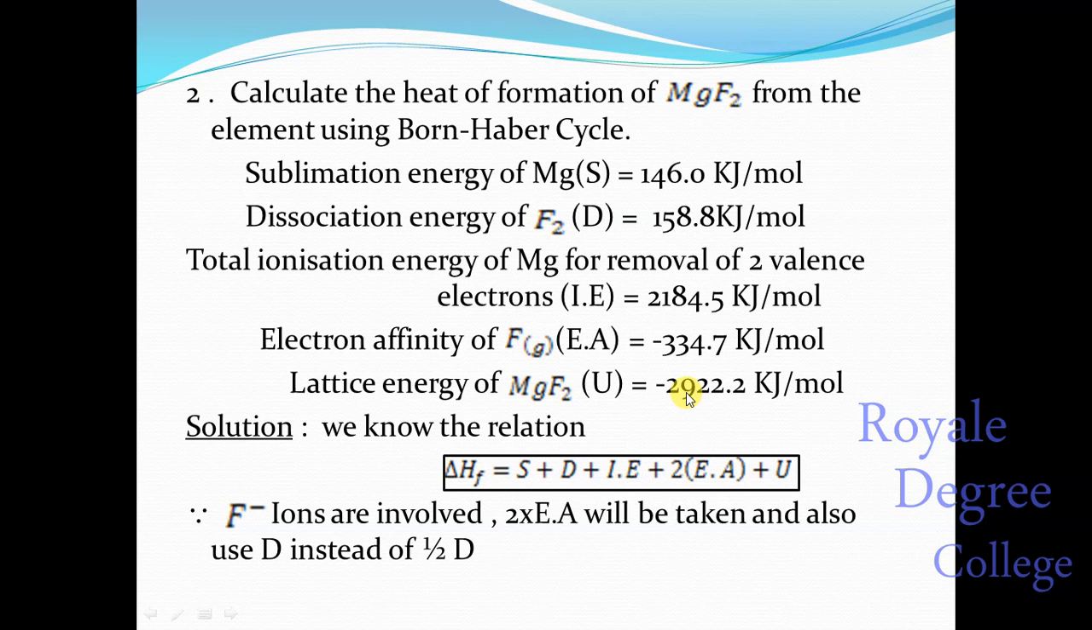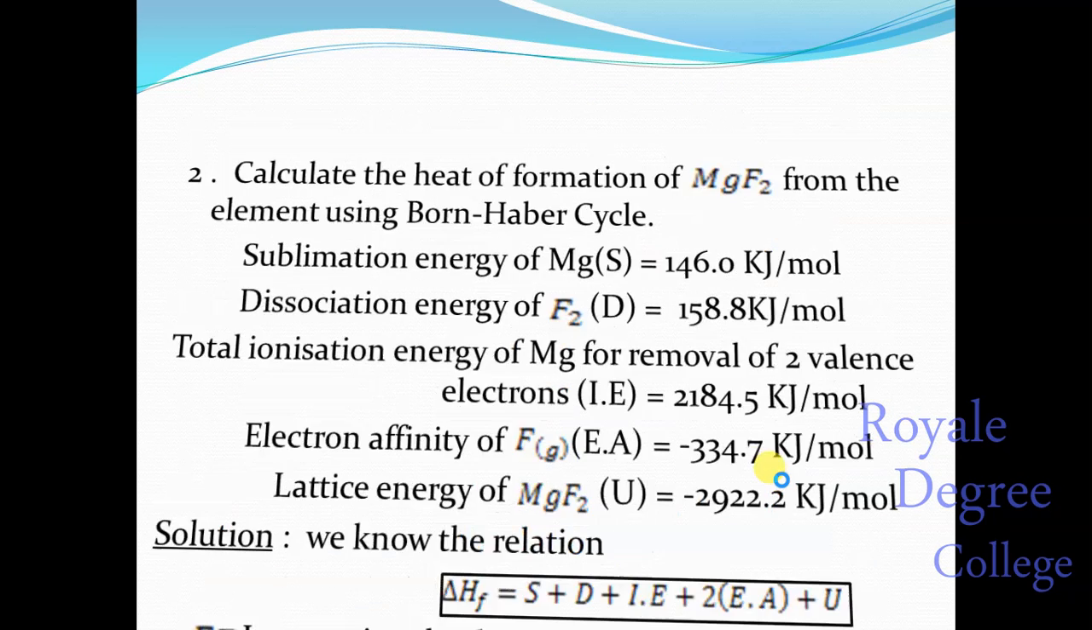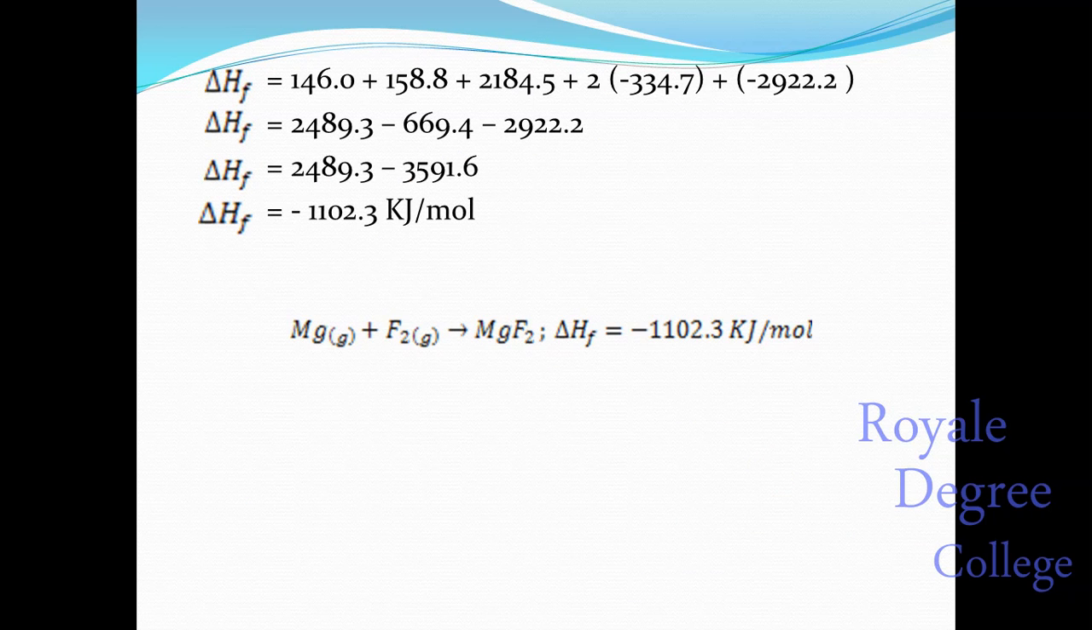We know the relation here. Look at this formula carefully. Delta HF is equal to S, sublimation energy, plus D, dissociation energy, plus ionization energy, plus 2 electron affinity, plus U. This formula we are using. Here we are not using half D, half dissociation energy, and we are not using simply electron affinity. 2 into electron affinity we are using. Why? Since fluoride ions are involved here, the 2 into electron affinity will be taken. Also we use D, that is dissociation, instead of half D, as we are using here the fluoride. So now we are putting the values in that particular formula.